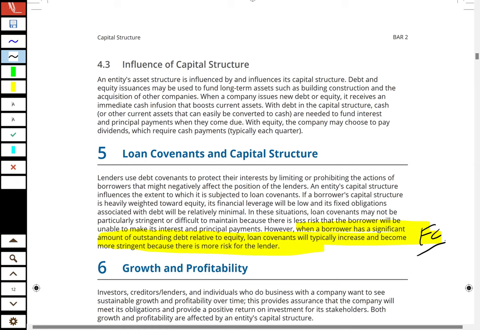Now, the company who wants to borrow the money has to negotiate what they can so that they can get their interest rate lower on that debt, especially if the lender is going to say, we're going to charge you a higher interest rate if, and I'm just using an example of a loan covenant, the debt to equity ratio gets too high.